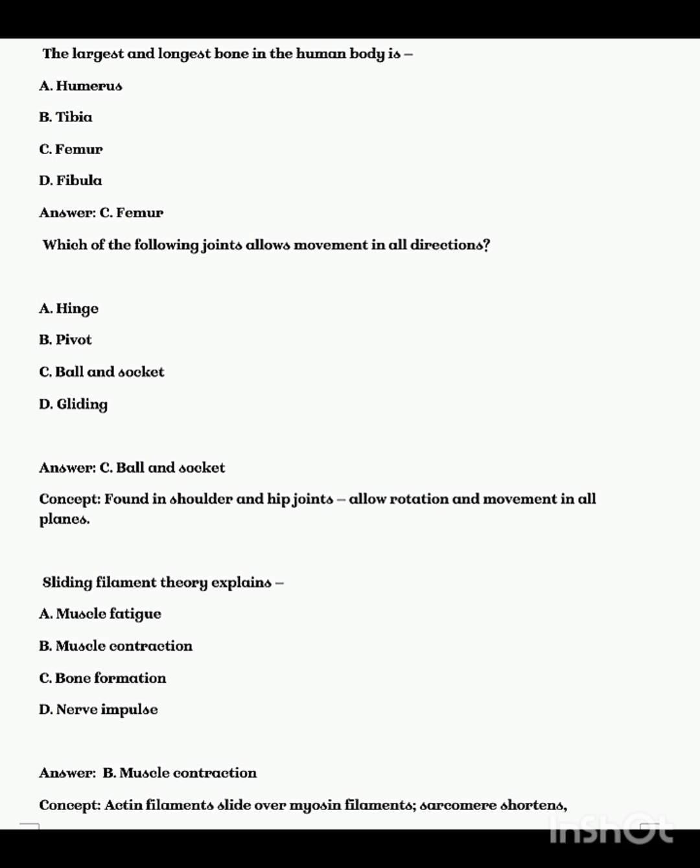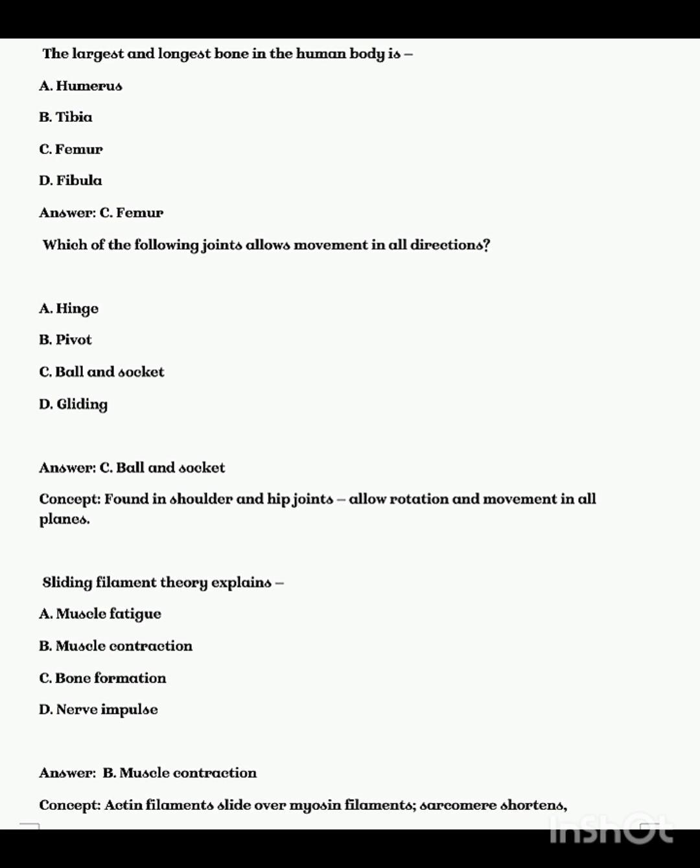A. hinge, B. pivot, C. ball and socket, D. gliding. Answer C. ball and socket. Concept: found in shoulder and hip joints, allows rotation and movement in all planes.